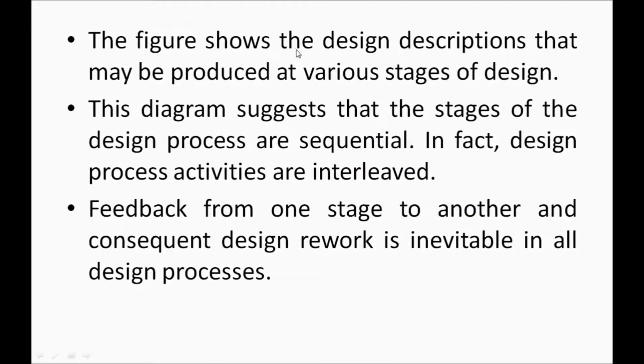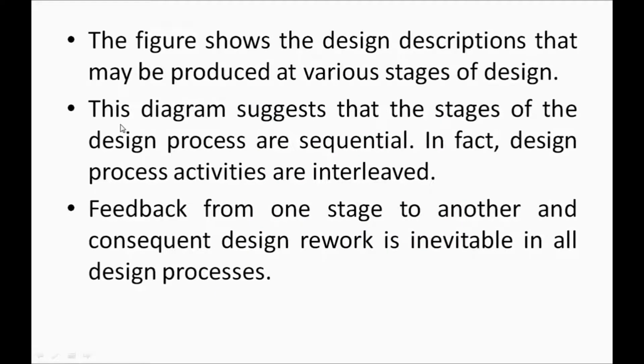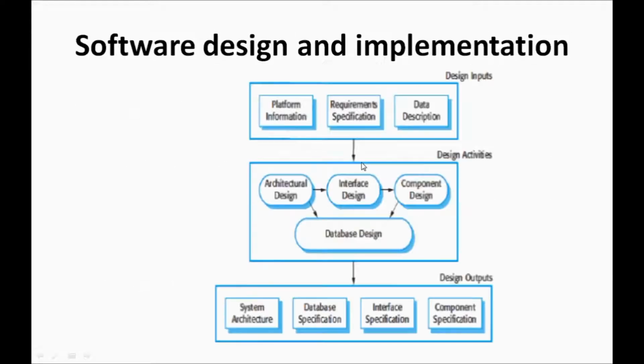So the figure shows the design descriptions that may be produced at various stages of design. At various stages, what you are going to produce, those details are there in this diagram. I will explain this. This diagram suggests that the stages of the design process are sequential. You can see, first I will take the input, I will develop the designs, and I will produce the outputs. You can see that is sequential, but these phases are interleaved.